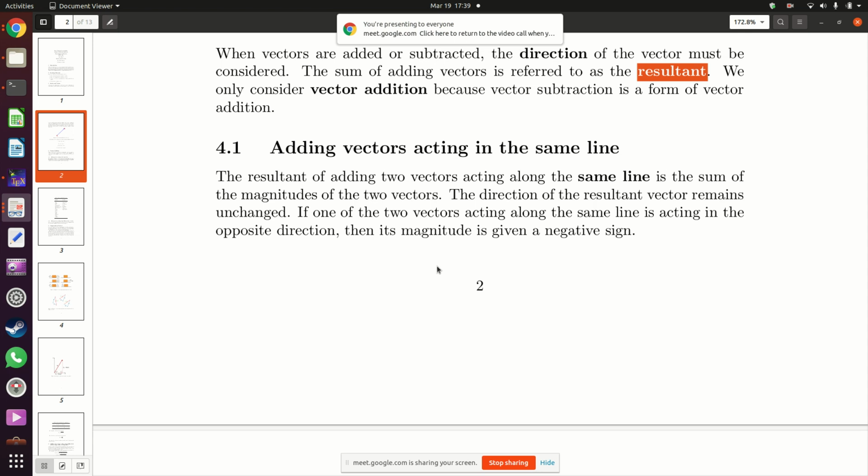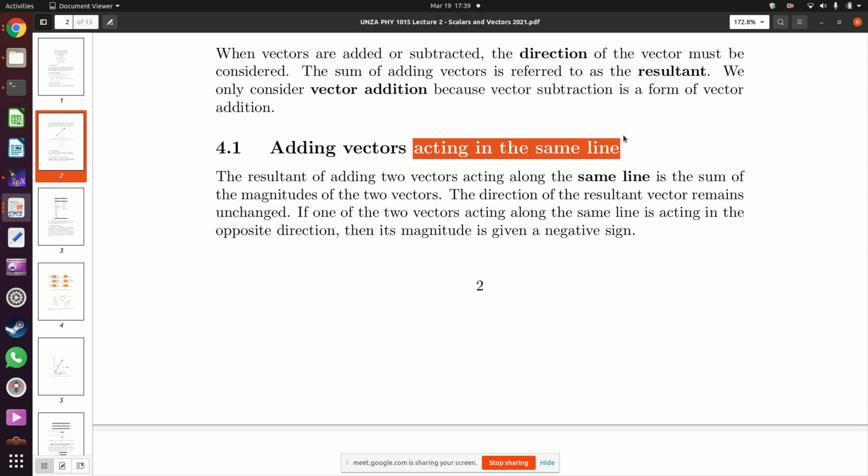Okay? We say that the vectors are acting in the same line. This is language we use. When two vectors are pointing in the same direction, or are parallel to each other, or are opposite each other, we say that the vectors are acting in the same line. So how do we add vectors which are acting in the same line?